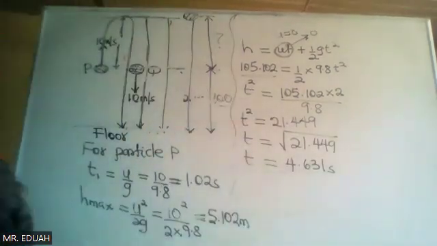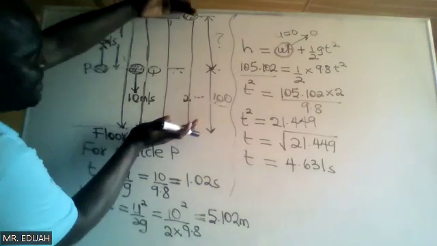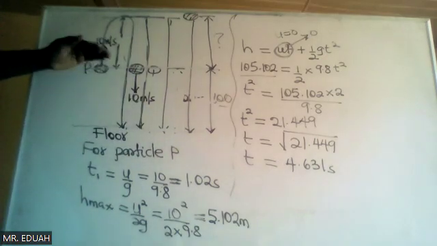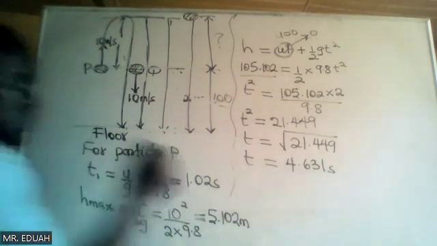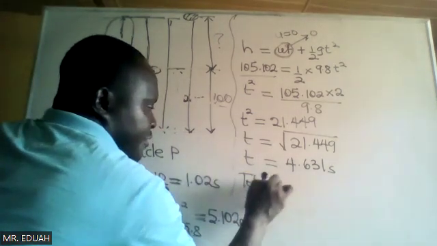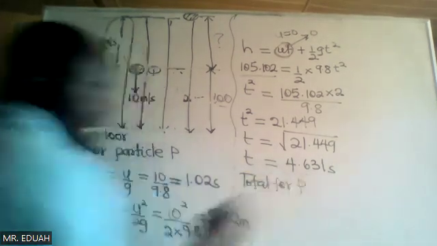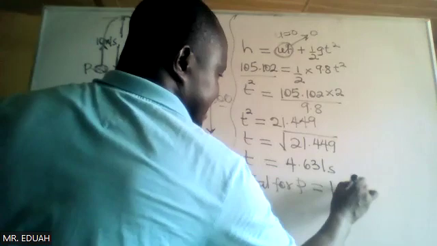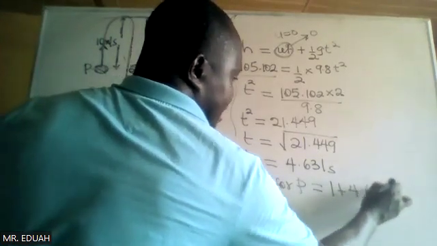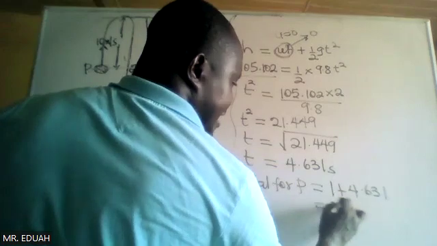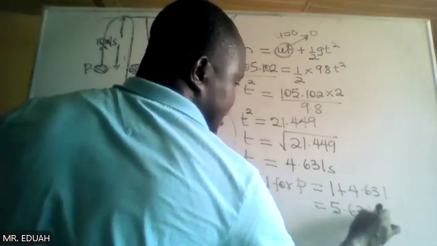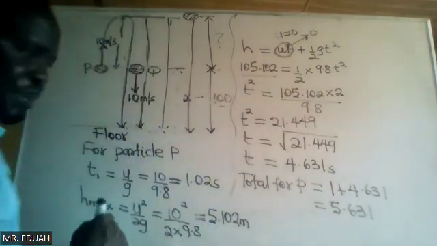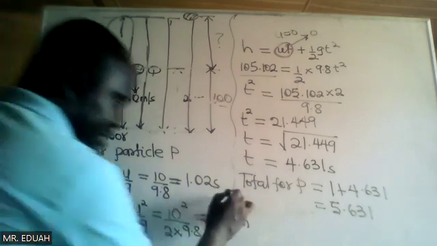Good. Look at what we've done. We found the time taken to move from here to here. We earlier calculated the time taken to move from here to the maximum height. So the total time, the time of flight of P, will be 1 plus 4.631, which is 5.631. Now, what is the time interval between the arrival of P and Q on the ground?